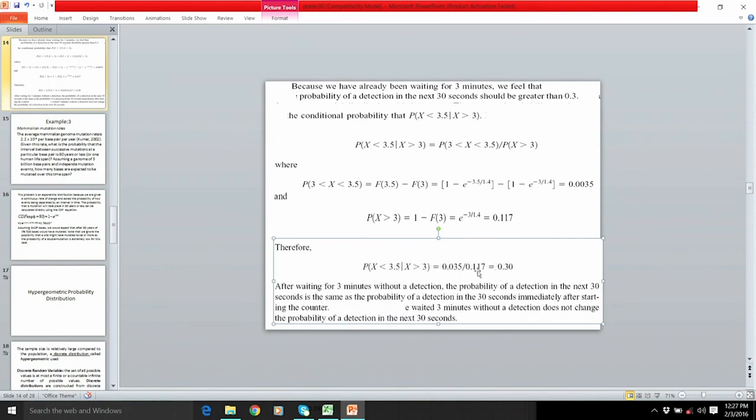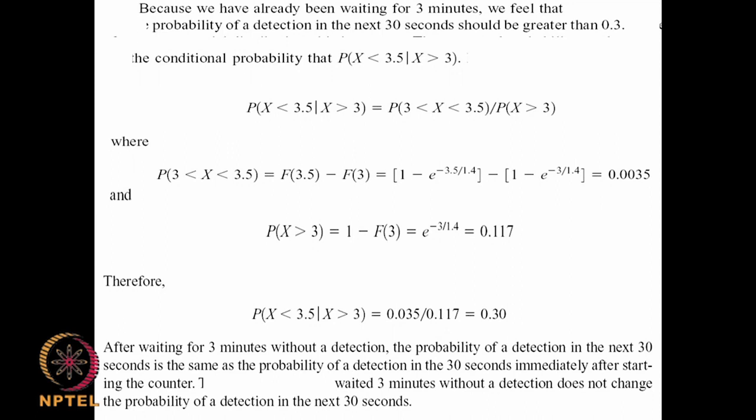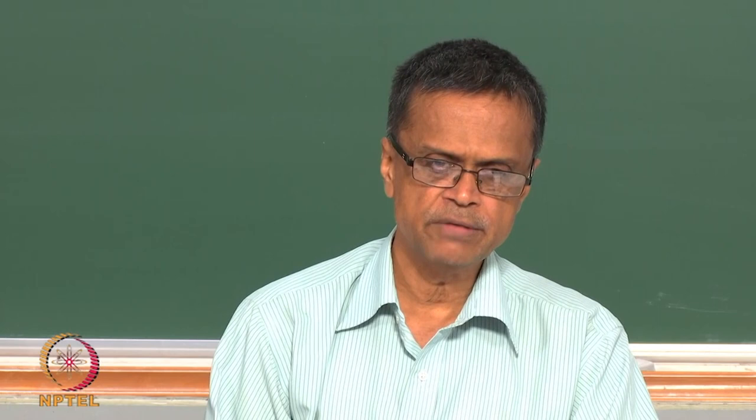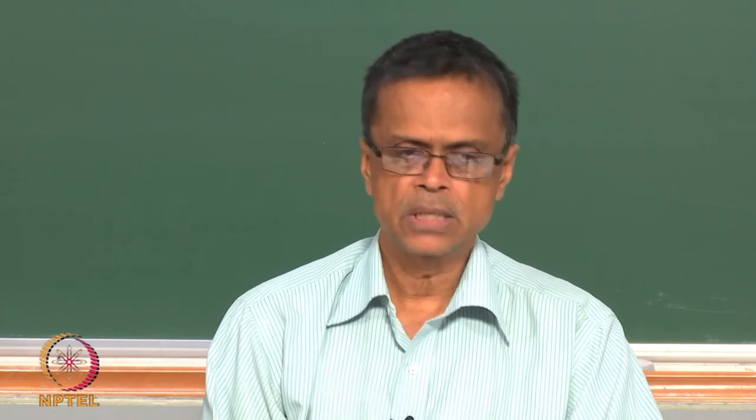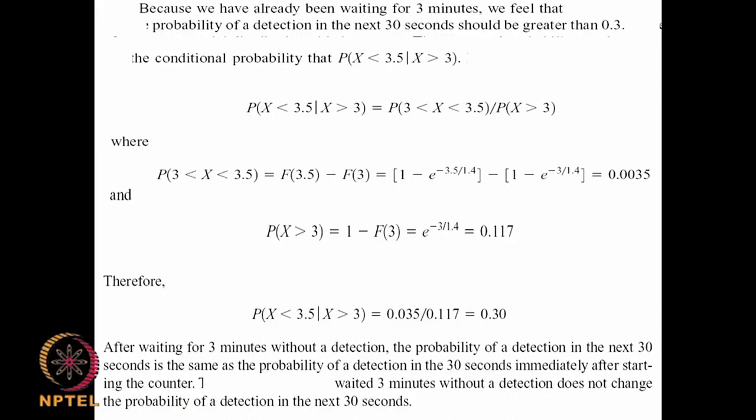Okay, we will end up again with the same answer, which means even after waiting for 3 minutes without detecting a particle, the probability of a detection in the next 30 seconds is the same as the probability of detection in the 30 seconds immediately after starting the counter. So, whether I wait for 3 minutes and then look for a particle within 30 seconds, or I start my Geiger counter and look for a particle within 30 seconds, you will get the same probability. Okay. Why? Because as I said, exponential distribution is memoryless, so it does not consider that because it has not seen a particle for a very, very long time the probability will increase. Okay. So, that is the beauty of this particular distribution.